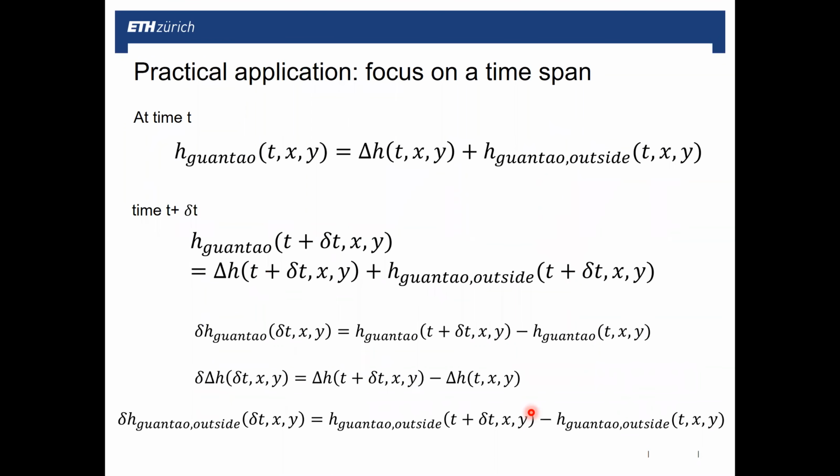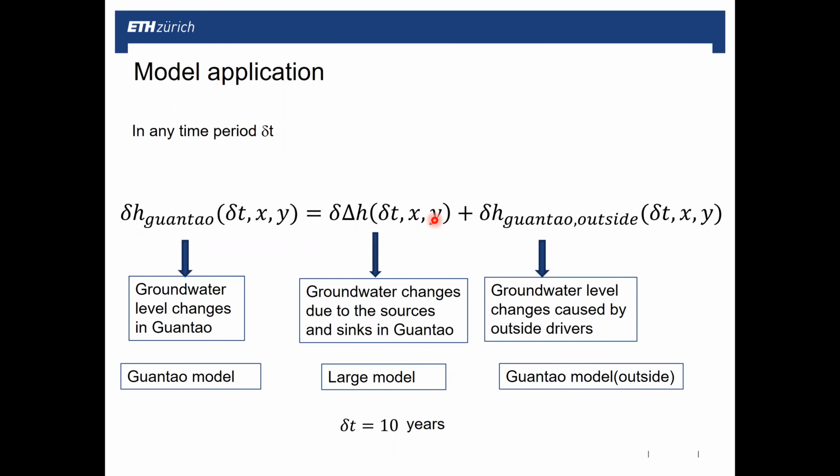But for real applications, we normally focus on a time period. We want to know in this time period how much the groundwater level has decreased. Based on this, we can get the equations, or we can decompose the groundwater level at any time into the inside contribution and the outside contribution. If we subtract these 2 equations and use the following 3 equations to replace the corresponding components, we will get these equations.